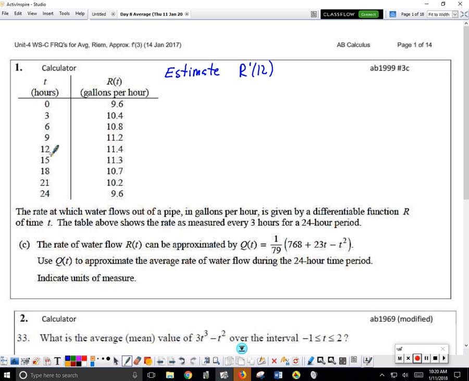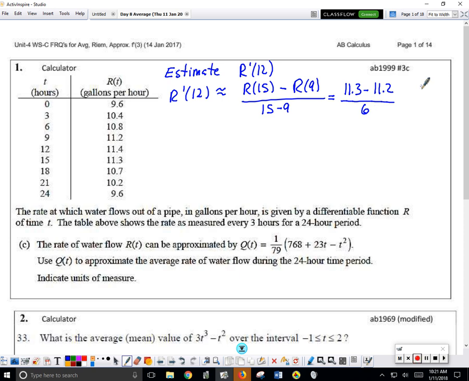Okay? So for example, if I choose to do the one that jumps over, I'm going to say R prime of 12, I would write this in your notes, is approximately R of 15, that's the y2, subtract the y1, R of 9, all divided by 15 subtract 9. And I would just figure out whatever that is. Turns out that's 11.3 subtract 11.2, and all that gets divided by 6.